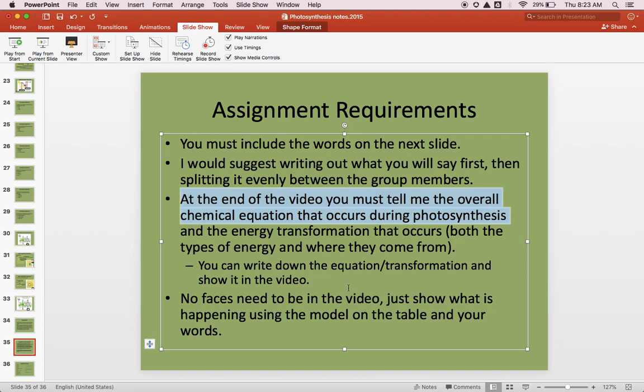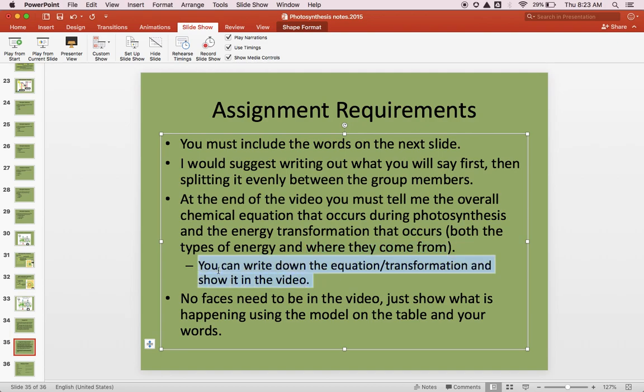At the end of the video, you're going to tell me the overall chemical equation that occurs during photosynthesis. So what goes in, what reactants go in, what products come out. And then you're also going to tell me the energy transformation that occurs in photosynthesis as well. So make sure you tell me the types of energy. So this type of energy turns into that type of energy. And make sure you tell me where the energy actually comes from.